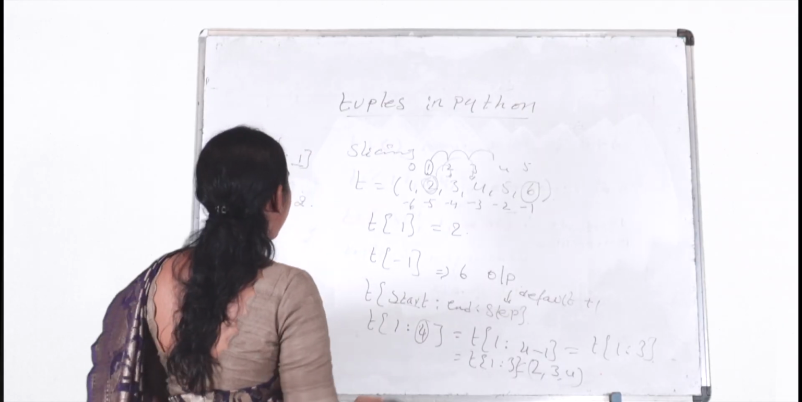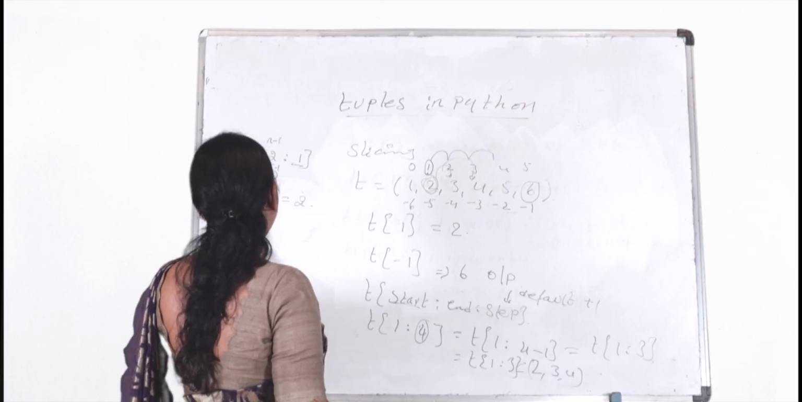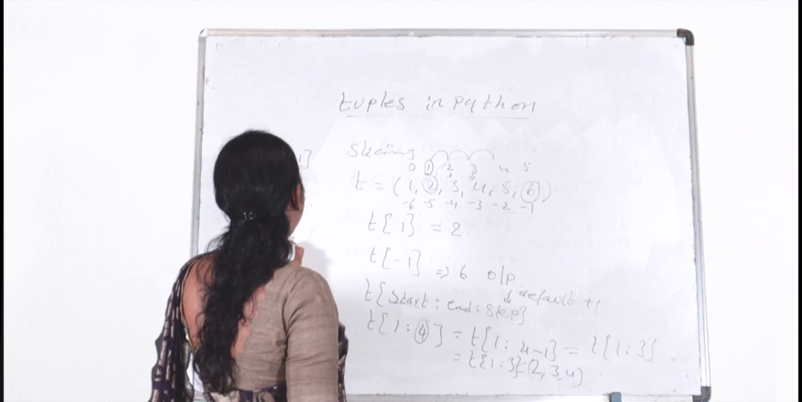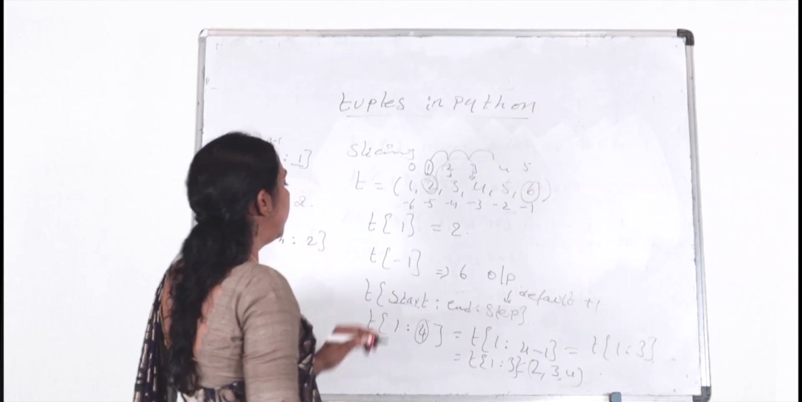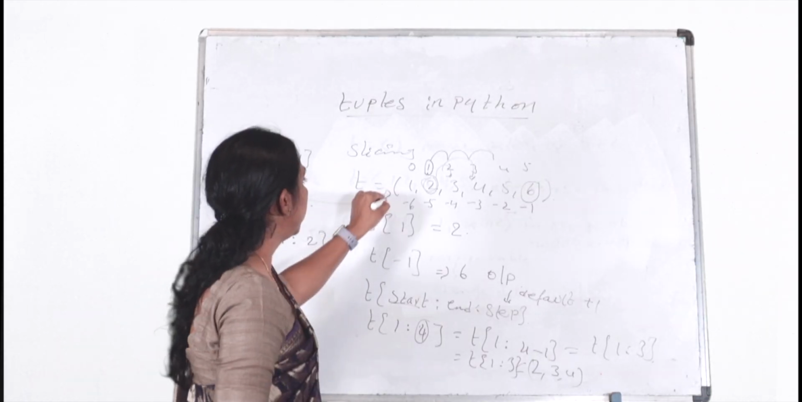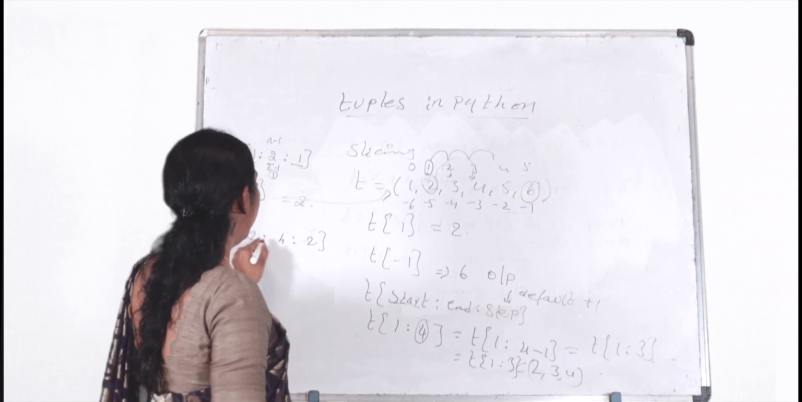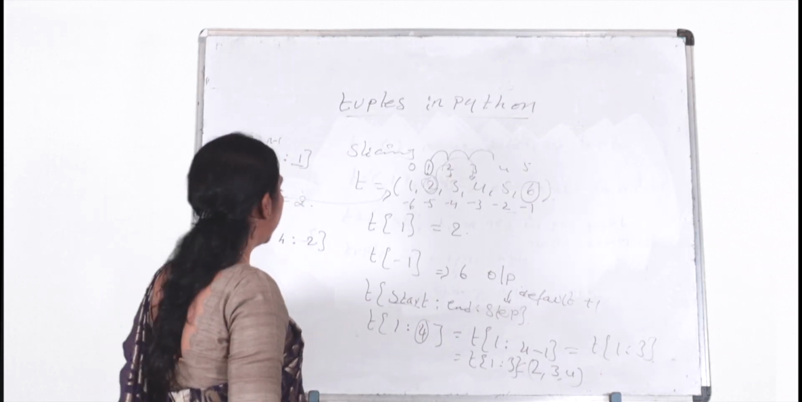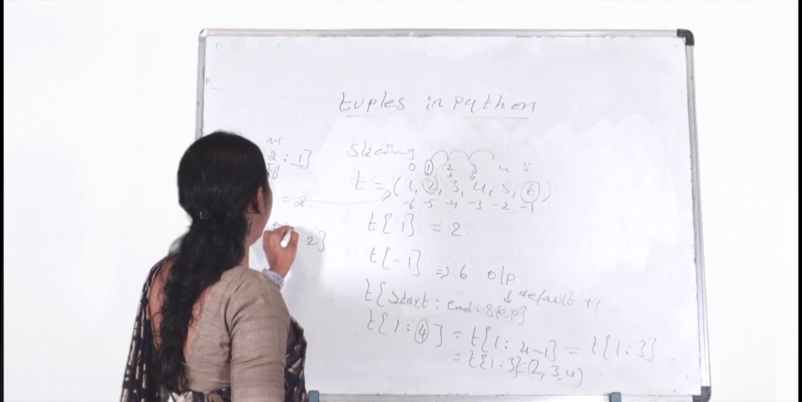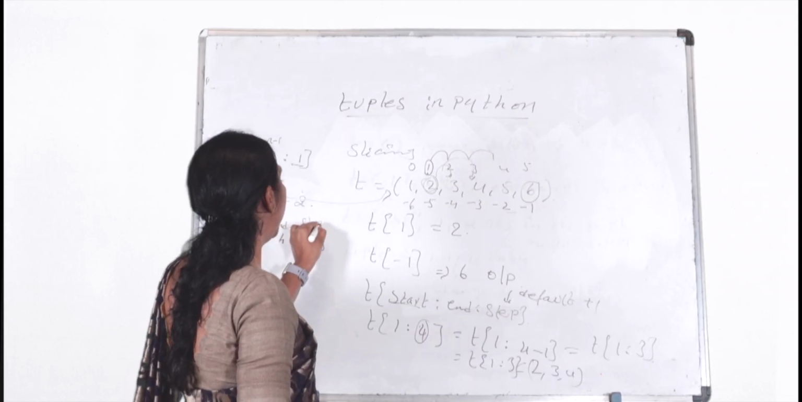Okay, now this is how we can do slicing. I will show you again with 2 colon 4 colon 2. Then what will be the output for us? Just t is going to be taken from this tuple. t[2:4:2] means I took the start as 2, the end as 4, and the step as 2.